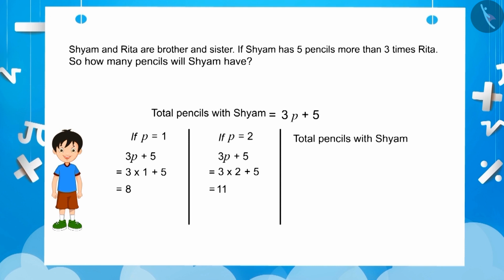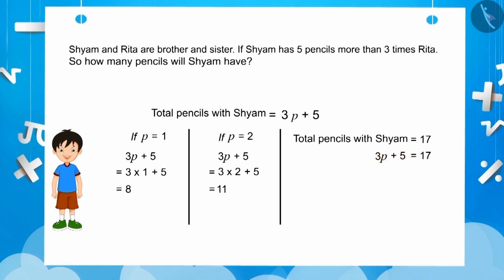Similarly, if we say that the total number of pencils with Shyam is 17, then we represent it as follows. 3P plus 5 is equal to 17. This is an equation whose expression on the left side, 3P plus 5, represents the total pencils with Shyam. 17 on the right side represents the total number of pencils. The equal to sign here shows that the values on both sides are equal.